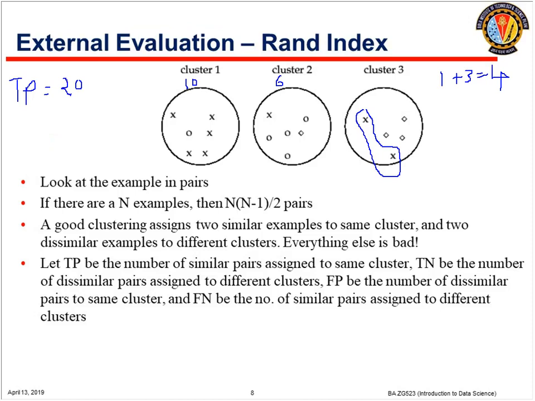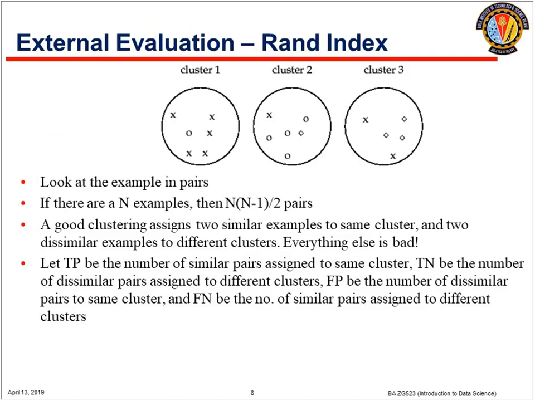Now, next thing is, let's see how FP is calculated. Okay, so we have looked at TP, let's look at FP. It will be easier to calculate FP first and then we'll go to the next discussion. So TP is 20, we've already got. Now there's a question in cluster 3, why are we considering X instead of diamond?